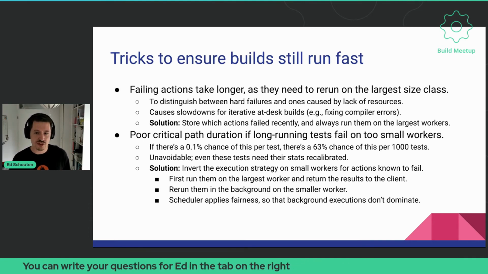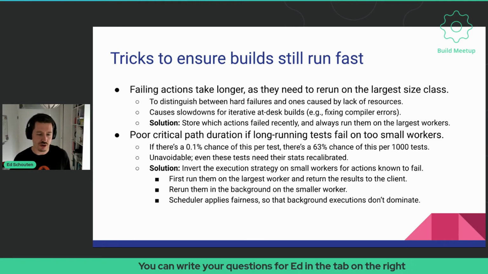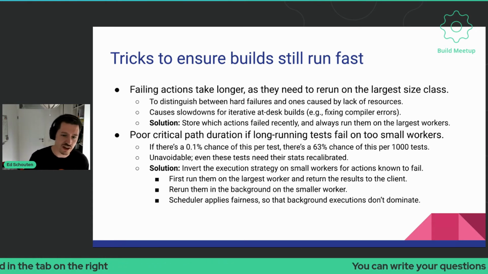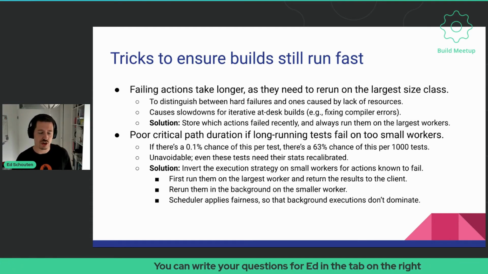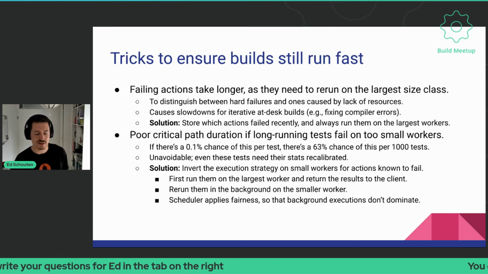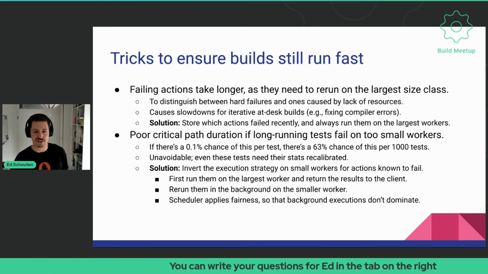We do apply some tricks to make sure that builds run fast. If an action fails, we always run it on a large size class. So if people do incremental builds, fixing compiler errors, we can deal with that properly. And we also have some optimizations in place so that for actions for which we have a low certainty, we always run them on the largest one and then do some more training in the background. We run actions in the background after the build is completed to figure out whether in the future it makes sense to run them on smaller size classes again.